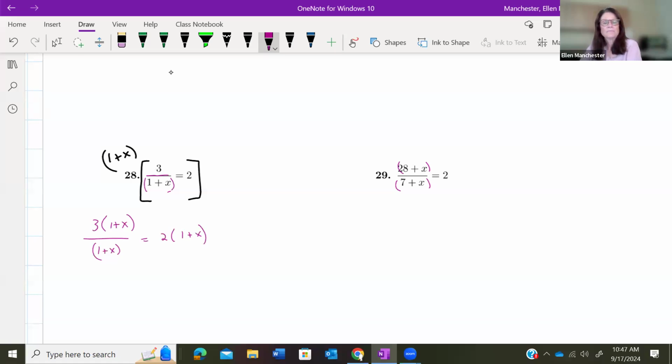And then what happens is that cancels this one. And I can cancel this because we're looking at that 1 unit and it's 3 times that 1 unit. So I can cancel it. Notice I'm not canceling the 1s and canceling the X's. I'm canceling the whole thing. So then I end up with 3 equals 2 times 1 plus X and then distribute. And then you have a 2-step equation.